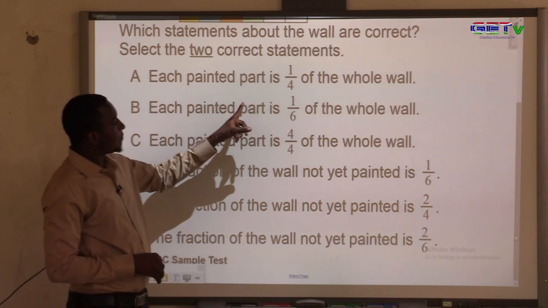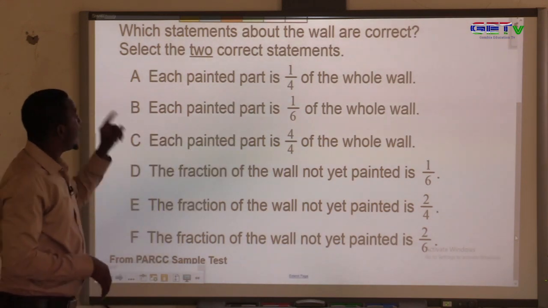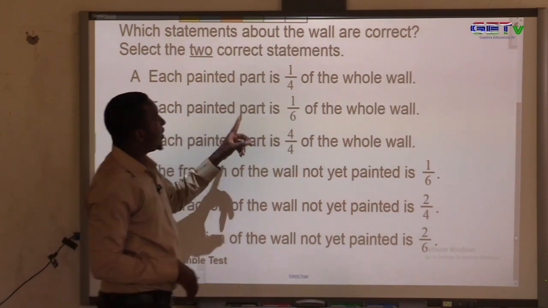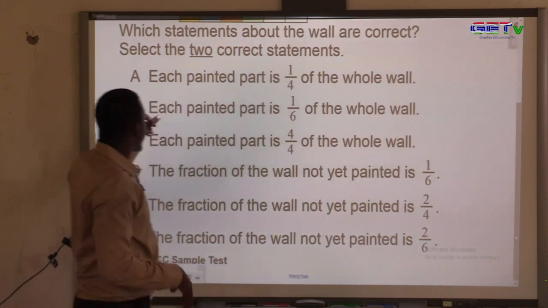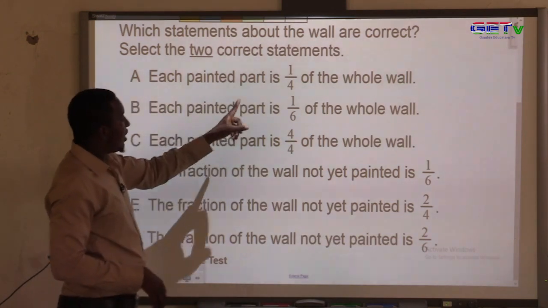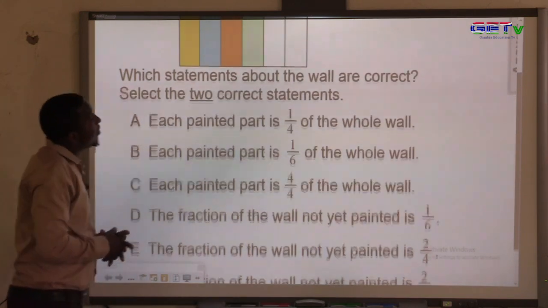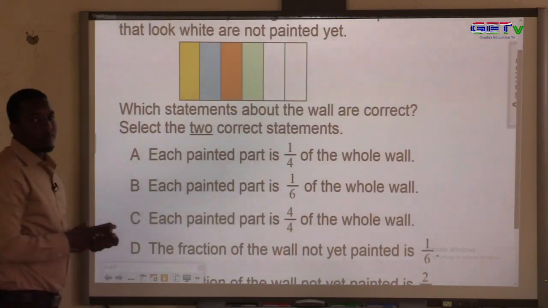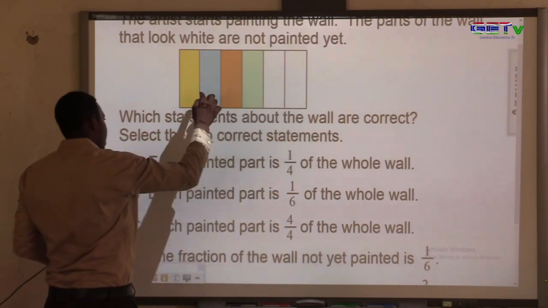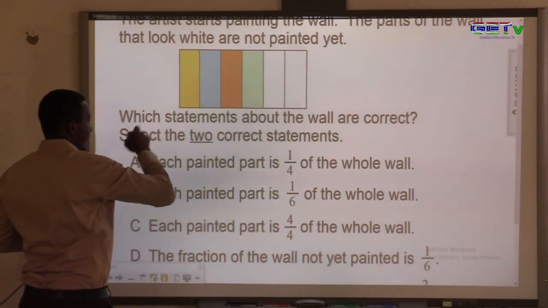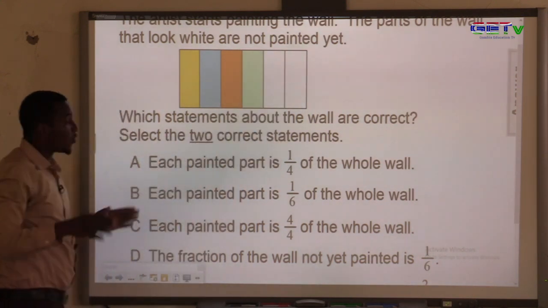Each painted part, that is the first statement: each painted part is 1/4 of the whole wall. Let's sit back and analyze this. We have a wall. The wall is divided into how many equal parts? 1, 2, 3, 4, 5, 6. It is divided into 6 equal parts.